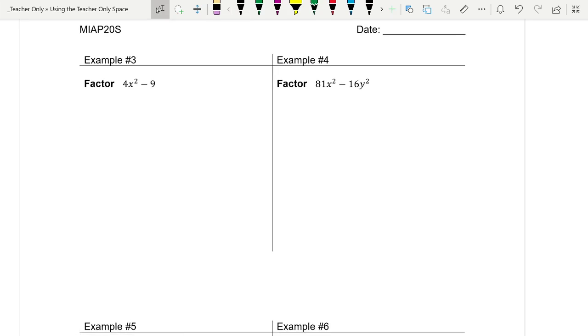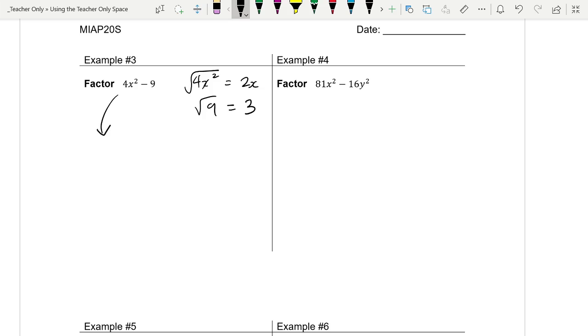All right, let's bump this up to one that's a little tougher. 4x squared minus 9 is a perfect square on both of those terms. Because 4x squared square rooted is actually 2x. Think about that. 2x times 2x is 2 times x times 2 times x. You can rearrange those multiplies in any order you want. So it's 2 times 2 times x times x. It's 4x squared. And the square root of 9 is, of course, 3.